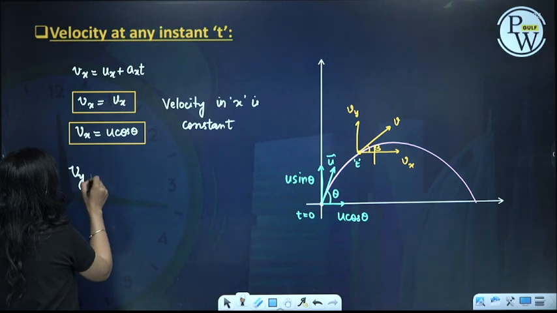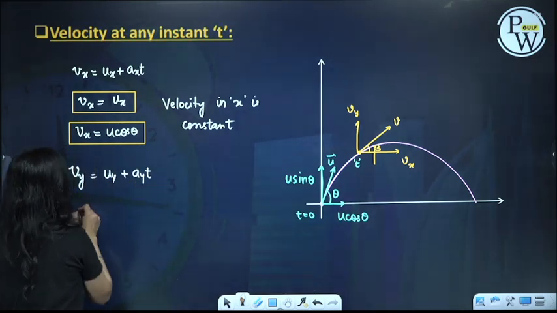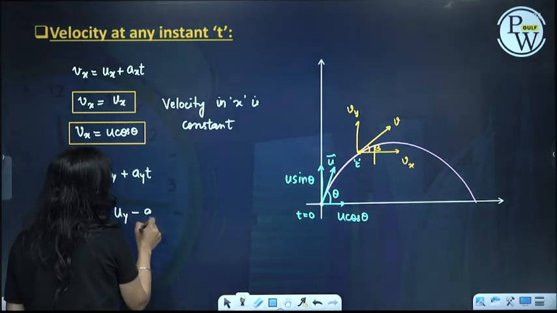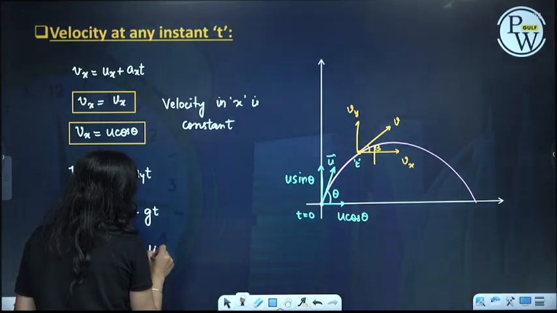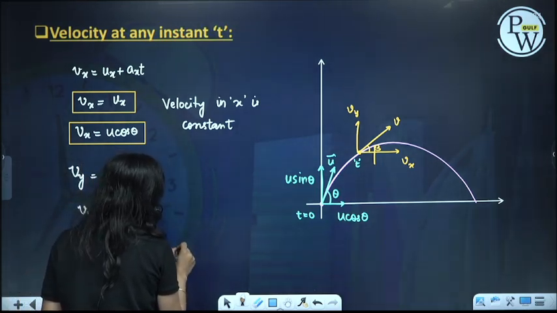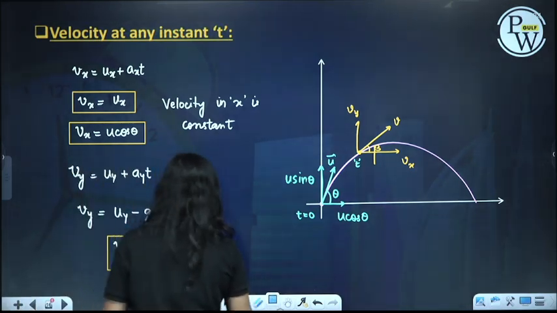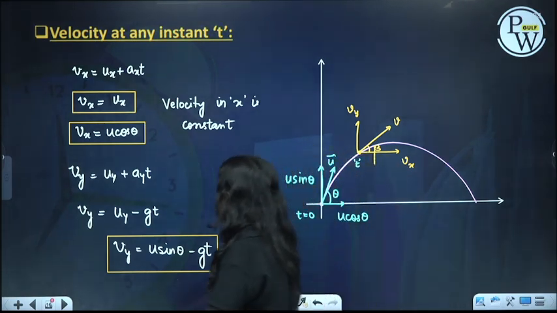Similarly, Vy will be equal to uy plus ay into t. So from here Vy will be equal to uy minus gt, or Vy will be equal to u sine theta minus gt. This is the velocity at any time t.